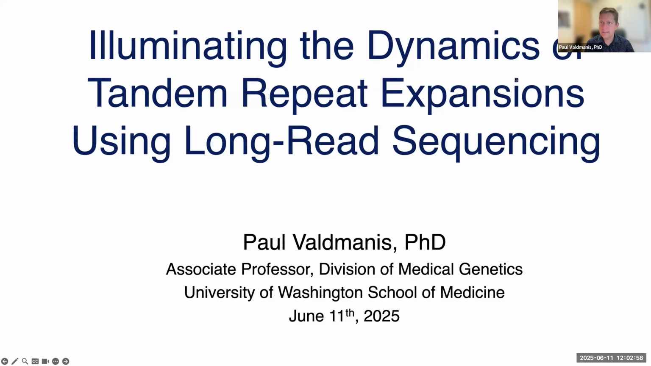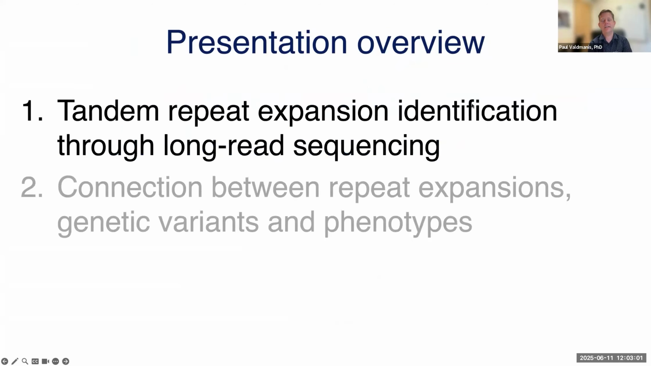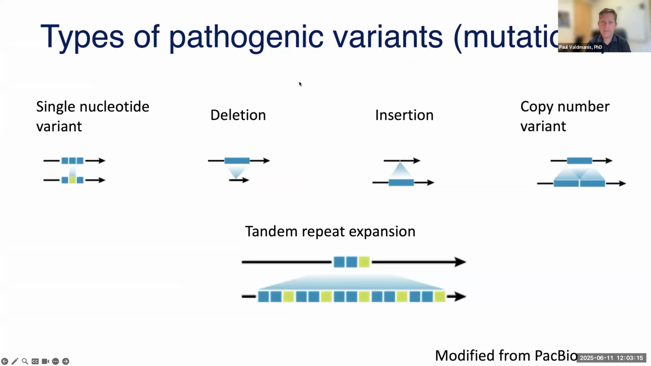As Michael mentioned, my lab is interested in neurodegenerative diseases, and I have a long history of trying to understand novel genetic risk factors for amyotrophic lateral sclerosis and Alzheimer's disease, especially using long-read sequencing approaches. And I'll talk a little bit about that today.